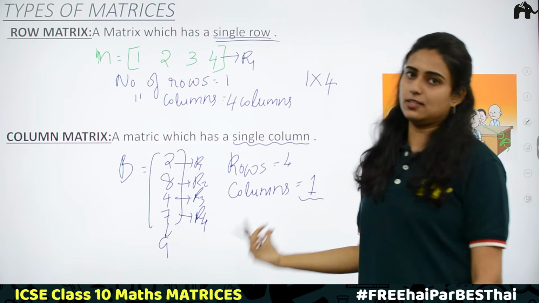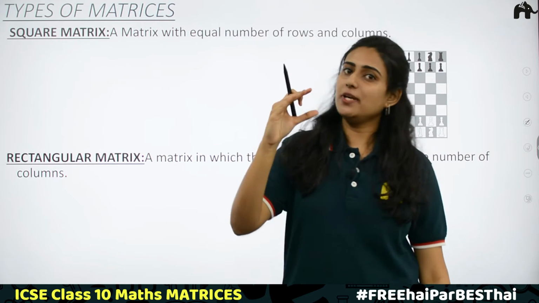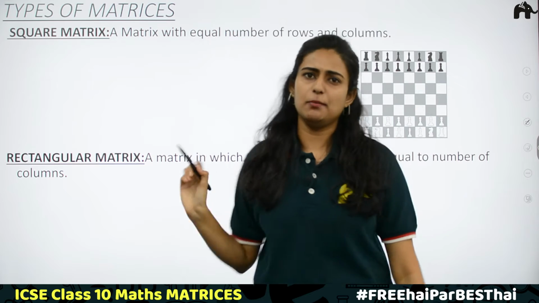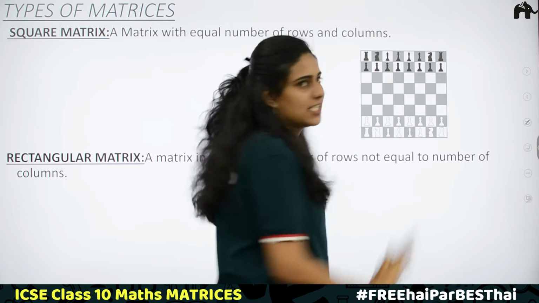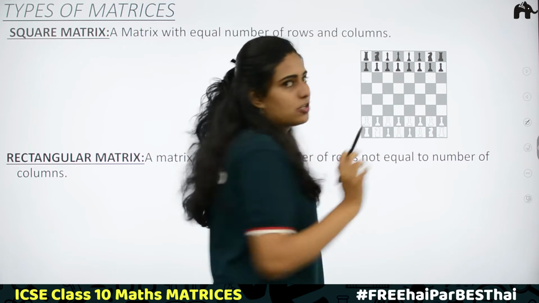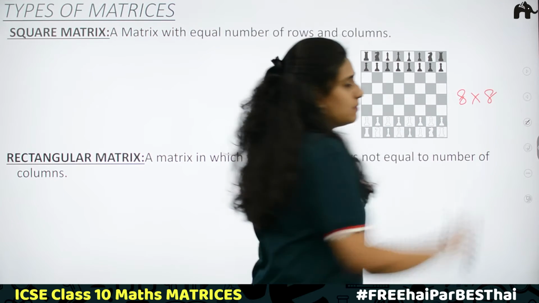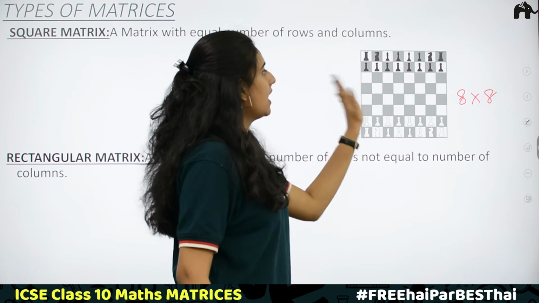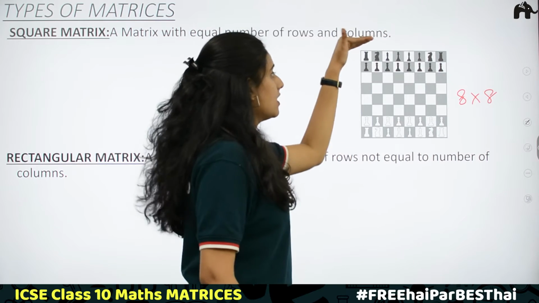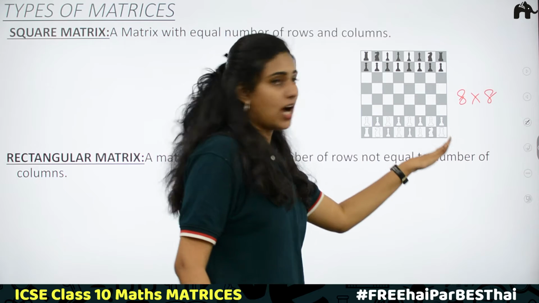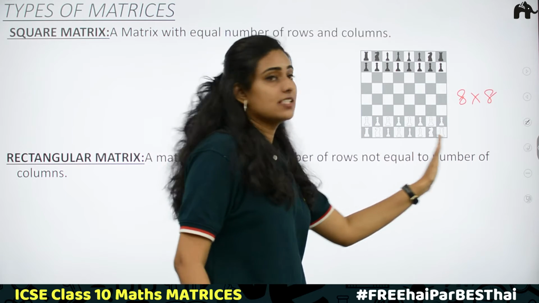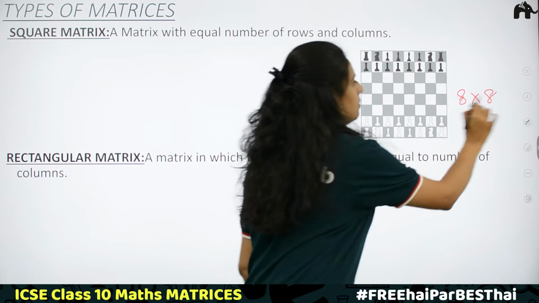Column matrix, single column. So, we understood row matrix and column matrix. Next is square matrix. We have taken the example of a chessboard earlier while studying the order of matrix. What was the order of the matrix? It was an 8 by 8 matrix. Yes, 8 rows and 8 columns. We represented that R1, R2, R3, etc. up to R8. C1, C2, C3, etc. up to C8. So, this is an 8 by 8 matrix.